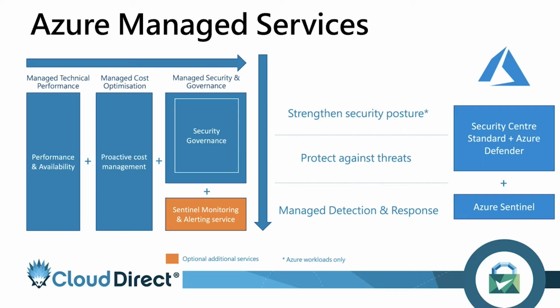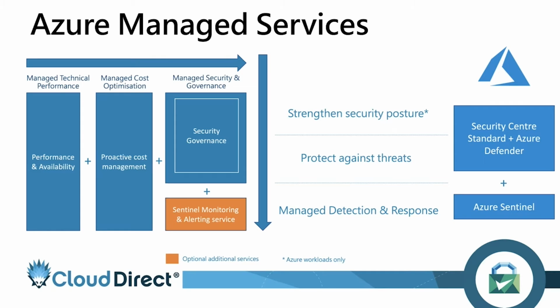So those are the three key pillars of what we offer throughout our managed services. And then in terms of the actual security and governance itself, there are three key elements that we look to do. We look to strengthen your security posture, and we'll cover some more details around that later. We aim to protect you against threats, and we also provide managed detection and response. So there are two elements to that. In terms of our standard managed services, we use Azure Security Center Standard and Azure Defender to deliver that. So that's through governance policies and various other elements to make sure that you're secure and governed in the way you'd expect. And then also we use Azure Sentinel, which we've covered a lot through the webinar series.